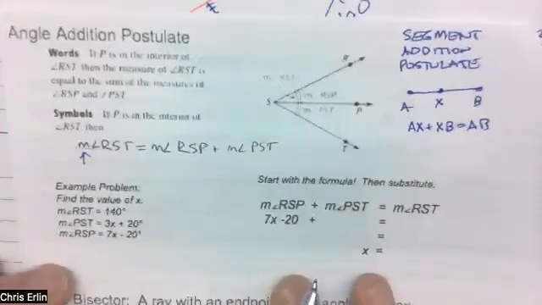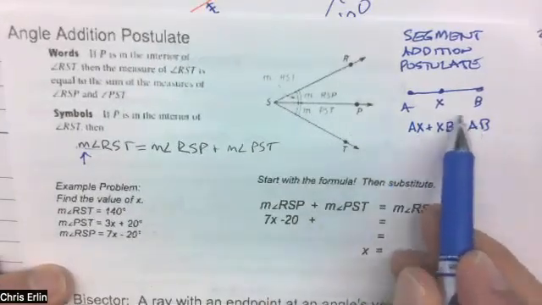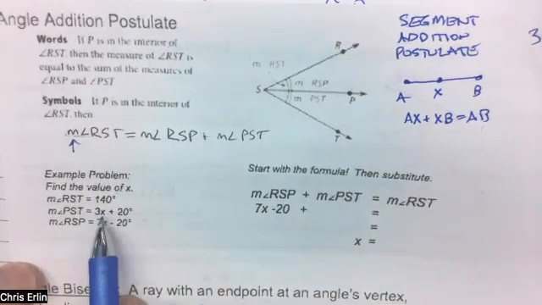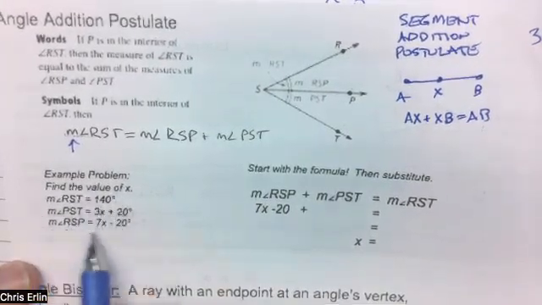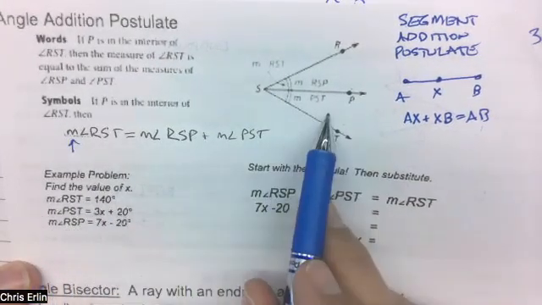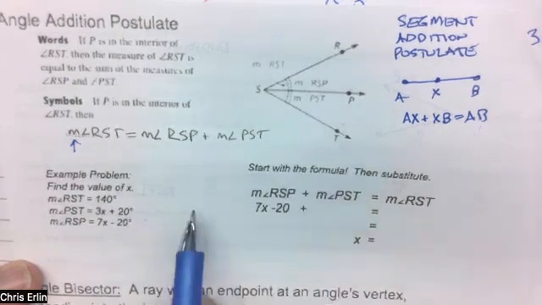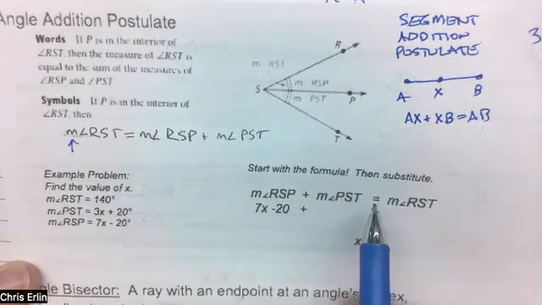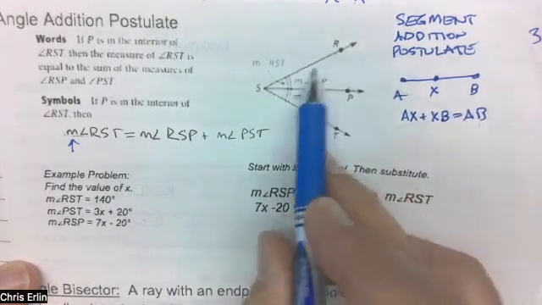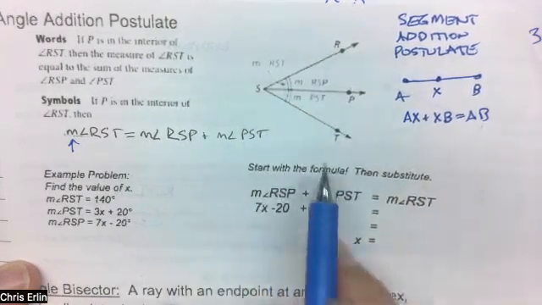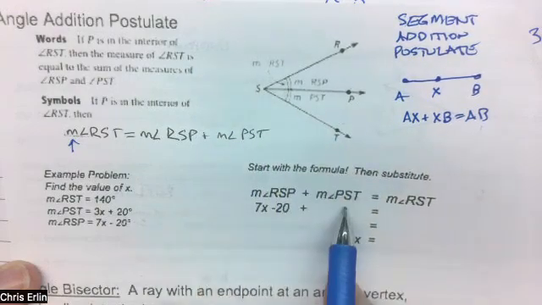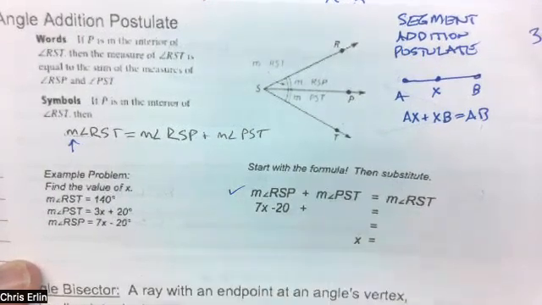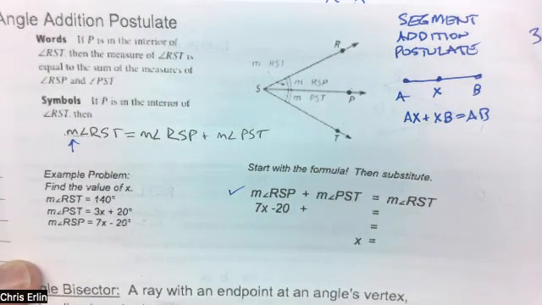So we've talked about this before and the importance of writing it with the characters or the letters for clarity. So here's an example problem. If you're given this information for this picture, you'd be able to say, I know that this angle is broken up into subparts. So that means that the measure of RSP plus the measure of PST is equal to the measure of RST. I know that's true because of the angle addition postulate.